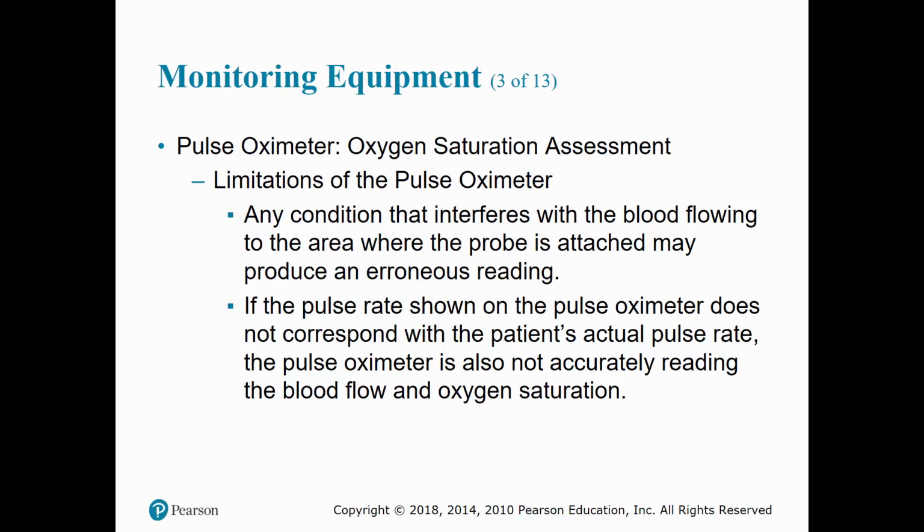Pulse ox needs a pulsatile arterial blood flow to determine an accurate reading. Any condition that interferes with the blood flowing to the area where the probe is attached may produce an erroneous reading. Your pulse ox must be used appropriately because erroneous readings provide false information and may adversely affect your treatment.